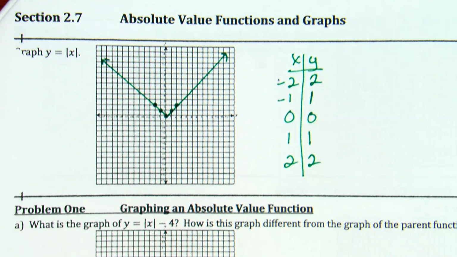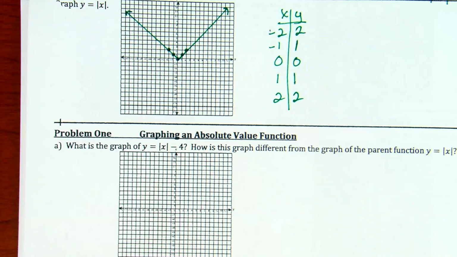Okay, now, look at example A here. It says, what is the graph of y equals absolute value of x minus 4. How is this graph different from the graph of the parent function, y equals absolute value of x? So our parent function, what we're graphing is always y equals absolute value of x. Now, I suggested the chart, didn't I?